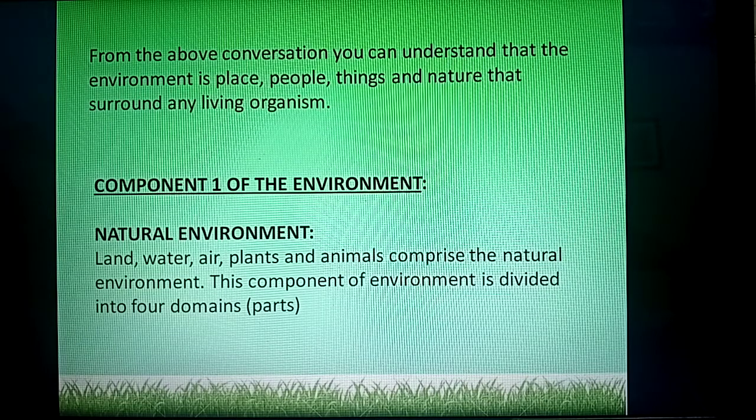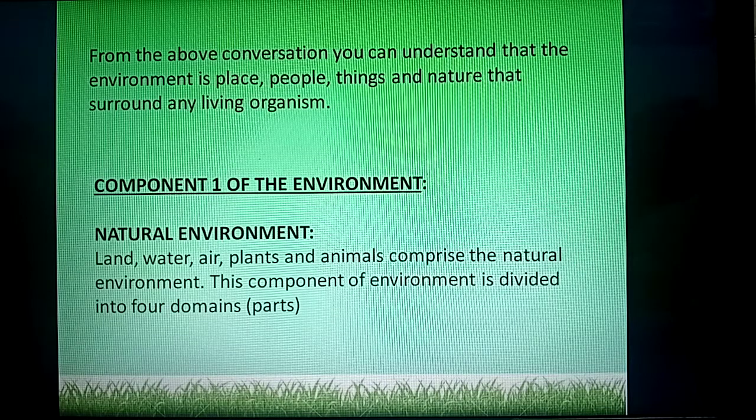Let's discuss the first component of the environment, that is natural environment. There are four domains, or we can say parts, of natural environment.